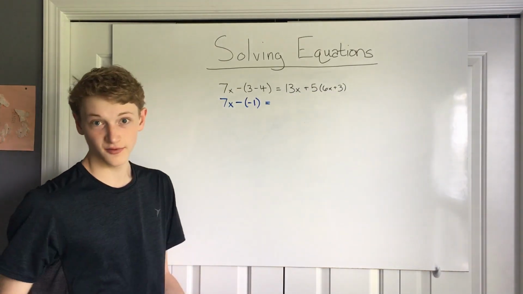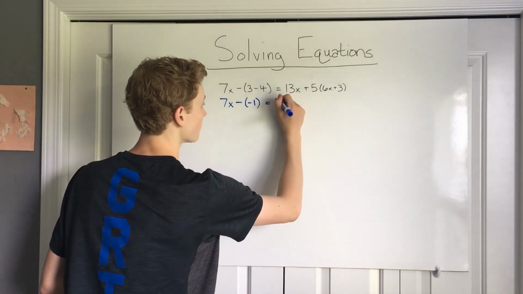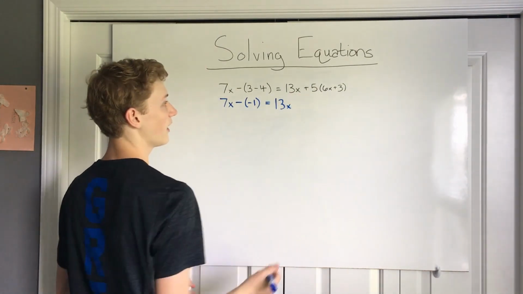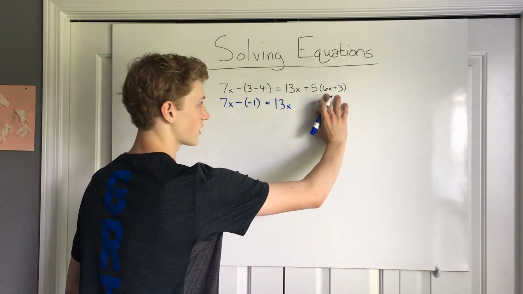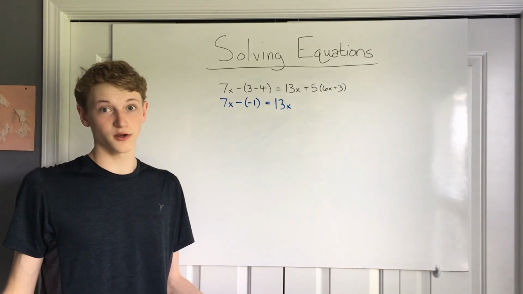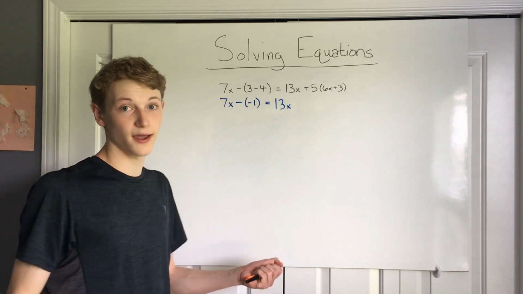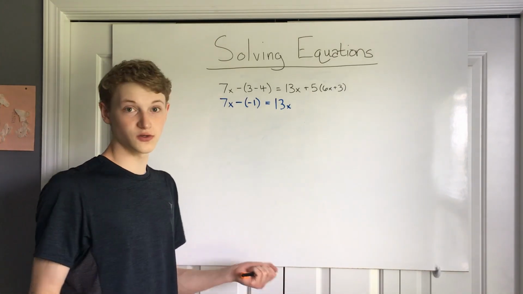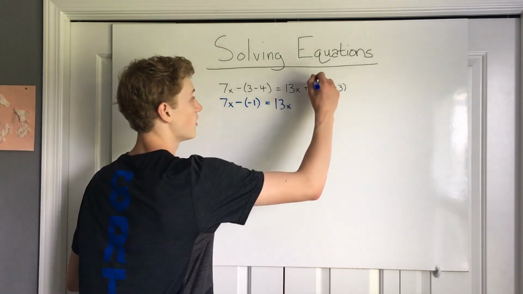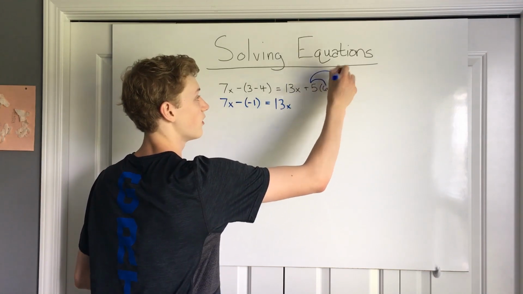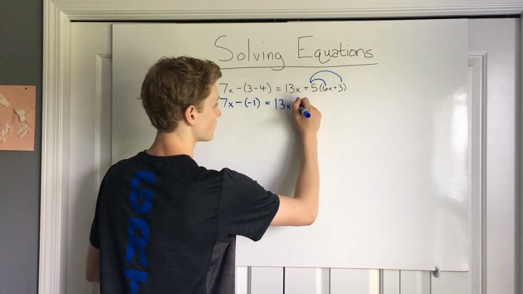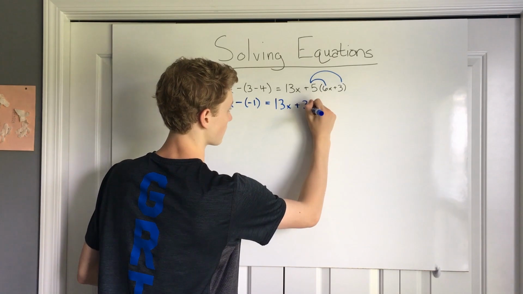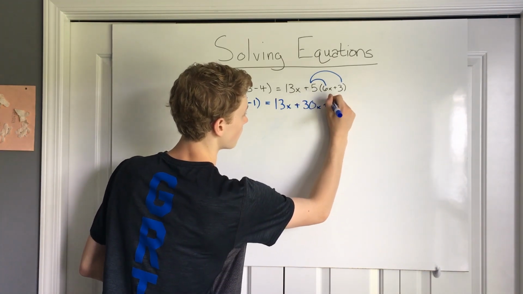Equals, now I have to simplify this side. I'm going to leave 13x alone. And, oh no, what's 6x plus 3? We don't know yet, because we don't know what x represents, so we can't add that. So this is why the distributive property exists. I'm going to distribute 5 to both terms. So I get plus 30x plus 15.